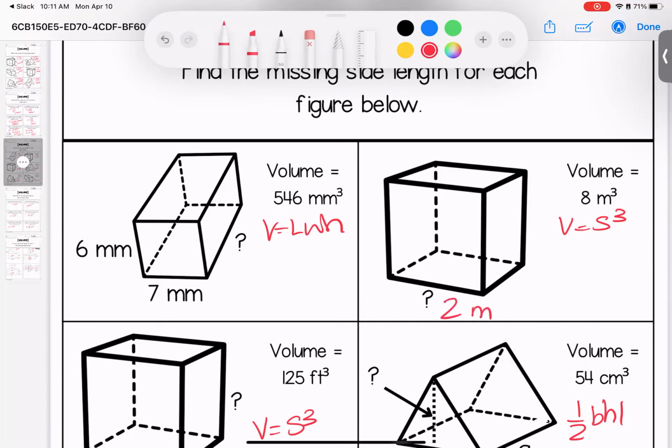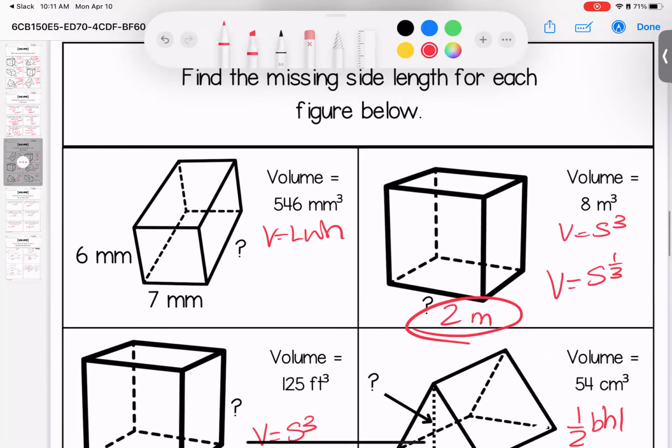Now, if you were a little bit further along, you could also say that the volume is equal to the side to the power of 1/3, but we're not into square roots just yet. So utilizing guess and check for this, okay?